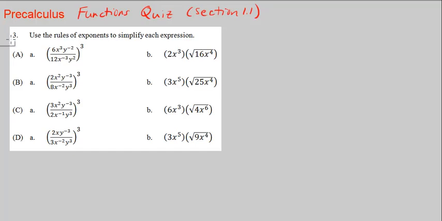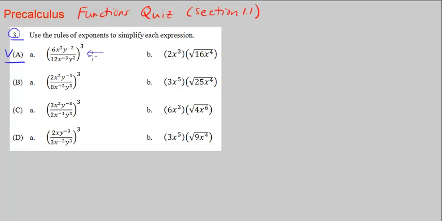So this is the Precalculus functions quiz, and this is number 3 on the quiz. And here's version A, B, C, and D of quiz number 3. I'm going to go over all of them, starting with version A. Number 3 in version A had these two expressions to simplify.